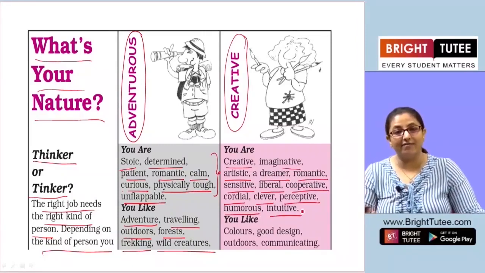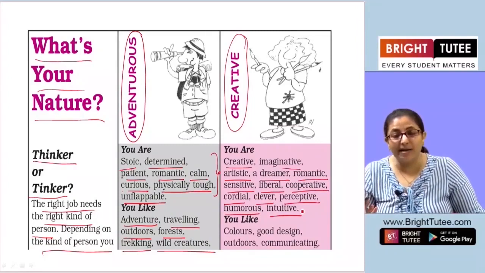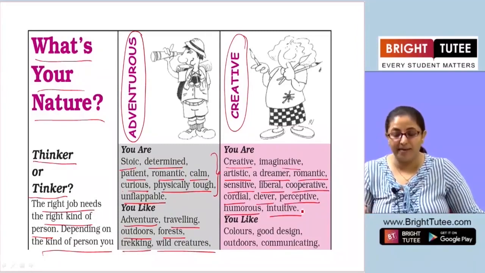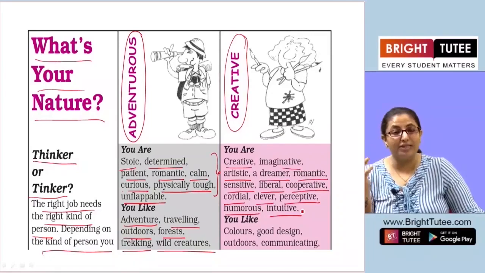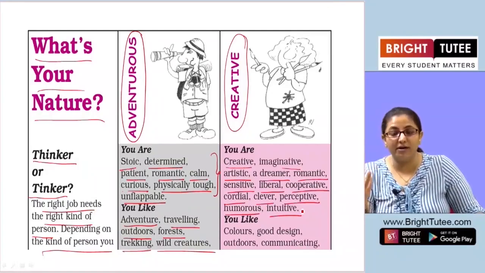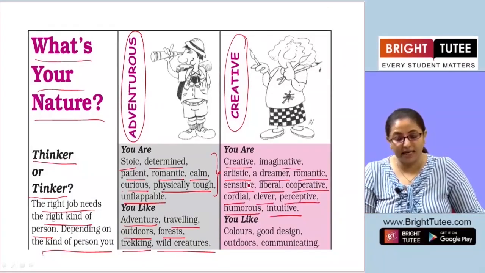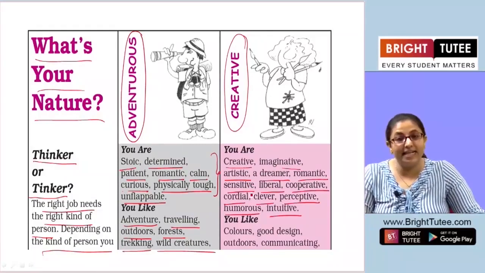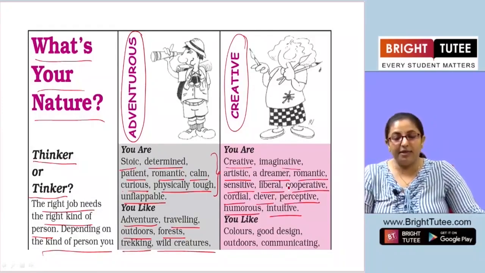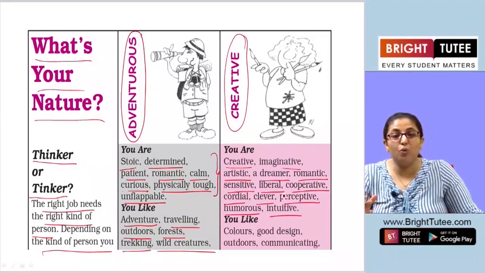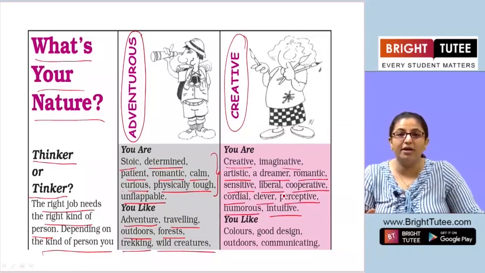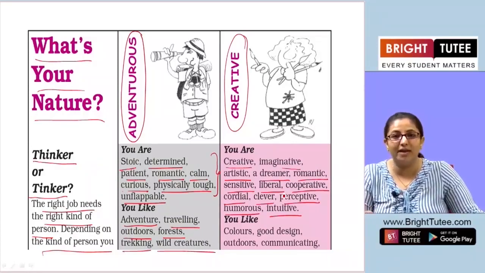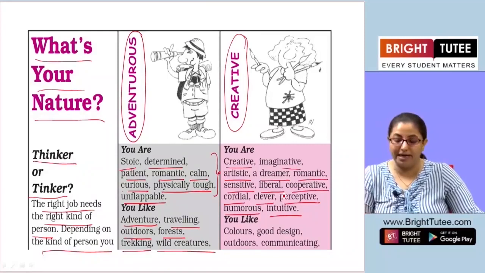These people would like to create something or the other every moment. They are imaginative. They keep on imagining something to create, to do something very productive, very creative. They are artistic, they are dreamers, they have big dreams. They are romantic, sensitive, and liberal, as in they do not clutch on to one thing. They are very free in their behavior and thinking. The thought process is very wide. They are not narrow-minded, they are very broad-minded.